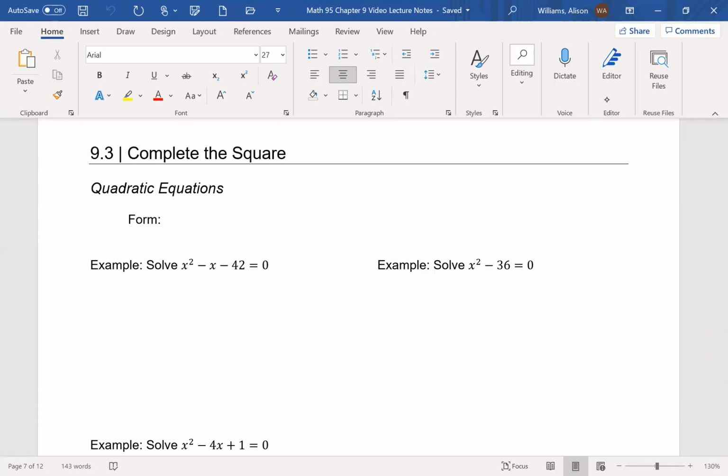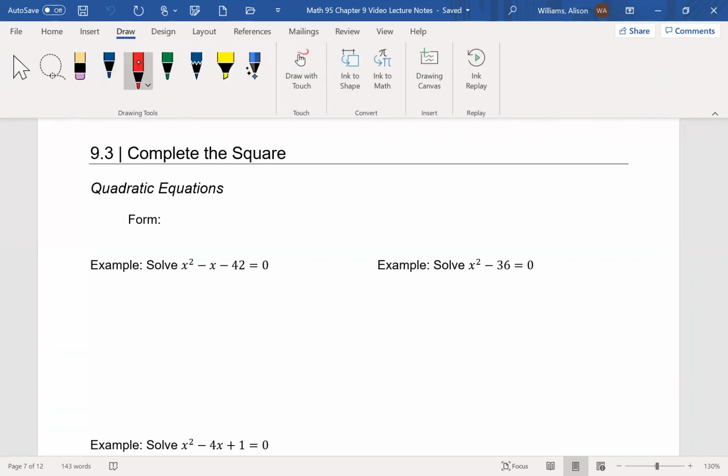In this video, we're going to talk about the process called completing the square. What we're really doing is looking for methods to solve quadratic equations. So you might remember that a quadratic equation is an equation in the form ax squared plus bx plus c, and we set it equal to 0 to make it an equation.